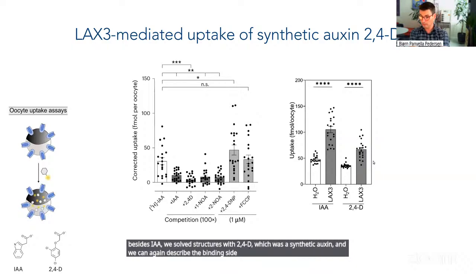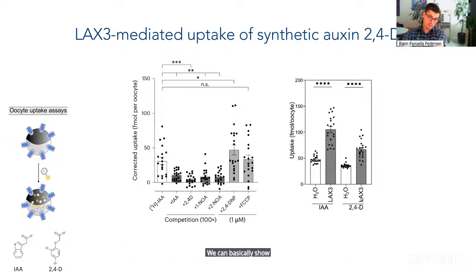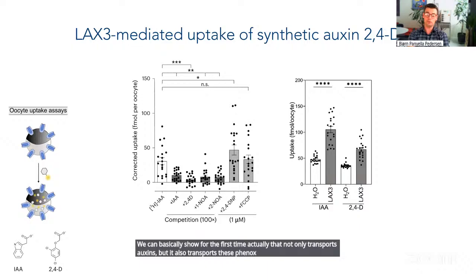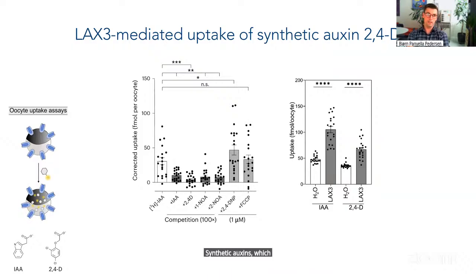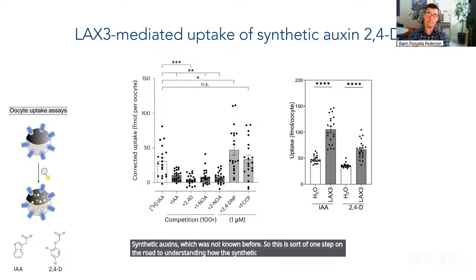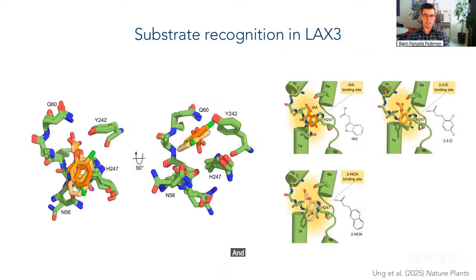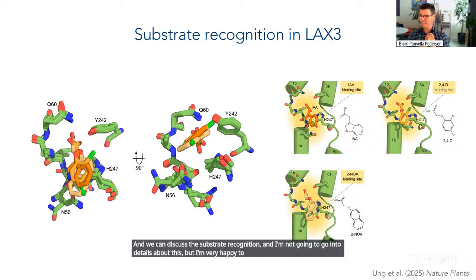And without going into too much detail about this, also for the sake of time, we can basically show for the first time that LAX3 not only transports auxins, but it also transports these phenoxyacetic acids like 2,4-D. So we actually show that hormone transporters can import synthetic auxins, which was not known before. So this is one step on the road to understanding how the synthetic auxins in various ways penetrate throughout the plant to have the effect that they have. And we can discuss the substrate recognition, and I'm not going to go into details about this, but I'm very happy to discuss that later if you're interested.